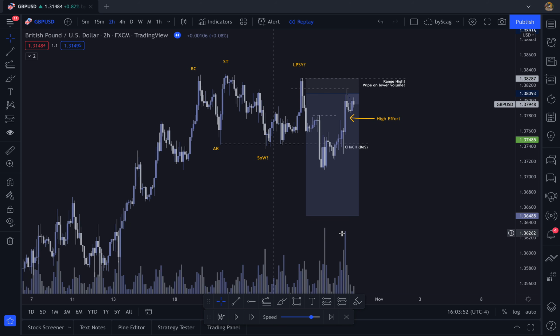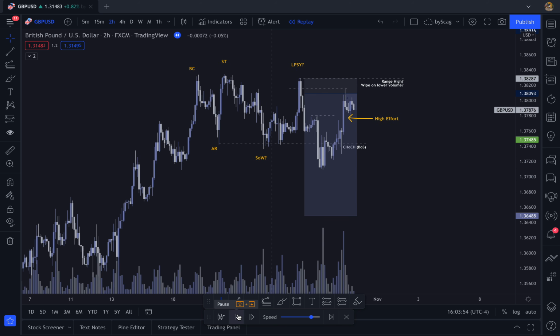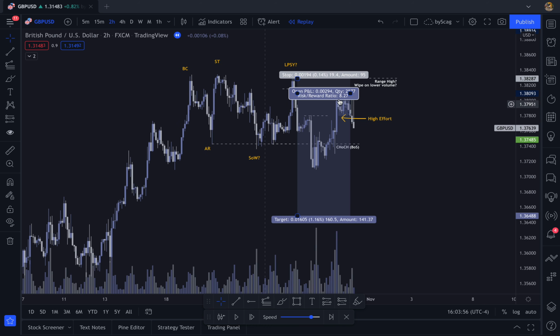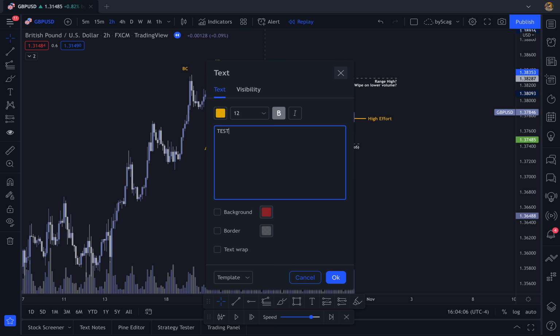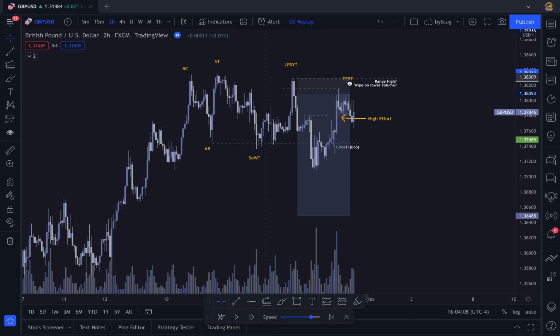You can see a few more tests to the upside. But at this point, we are now looking at this as the LPSY. We're looking at this as, you know, the final test, right? The final test before we continue down. And now we're expecting price to play off of this phase C.